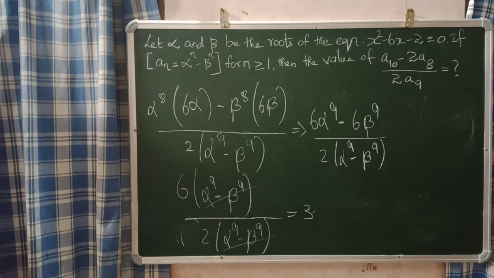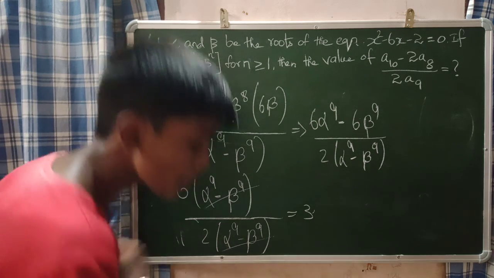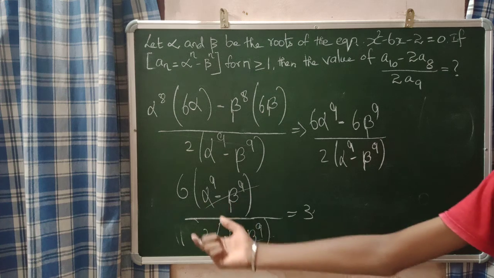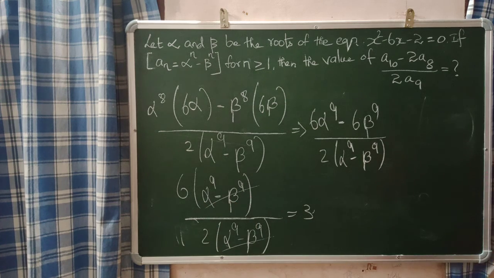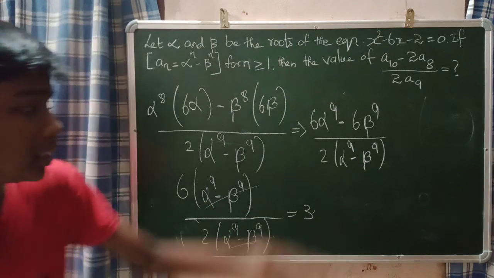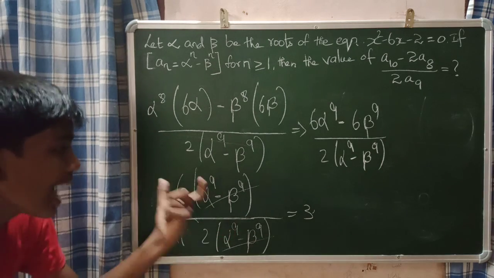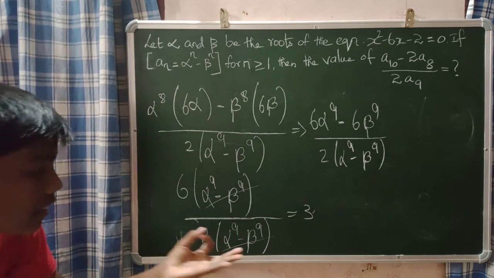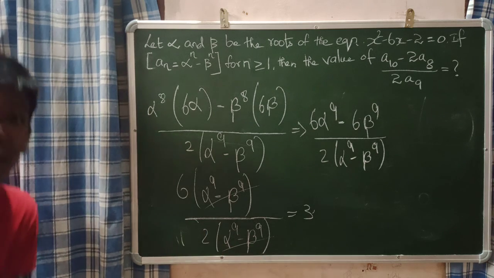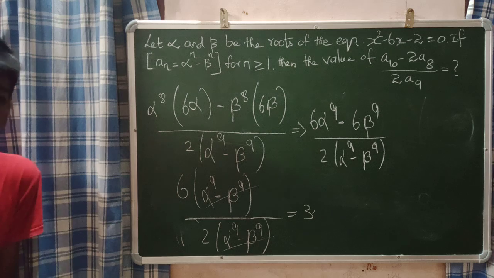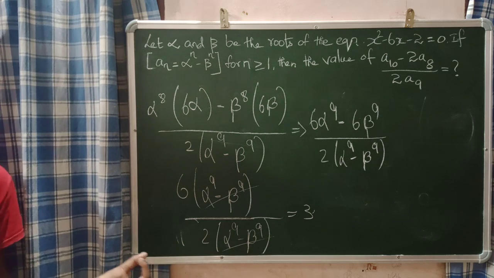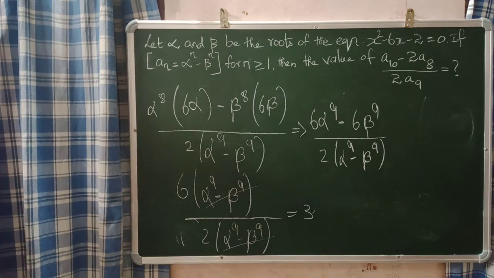Guys, what matters is the idea. The idea is very, very important and you will get that when you solve more questions. So finally, you will get 6 into alpha to the power of 9 minus beta to the power of 9, divided by 2 into alpha to the power of 9 minus beta to the power of 9, that is equal to 3. Why did I do such things? So that alpha to the power of 9 and beta to the power of 9 get cancelled. If the variables get cancelled, then of course you will be left with the constant, that is 3.